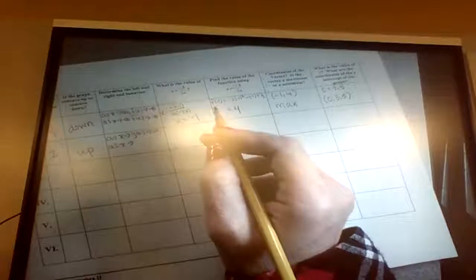It opens up. End behavior: as x approaches infinity, g of x approaches infinity. As x approaches negative infinity, g of x approaches infinity. They both approach infinity.